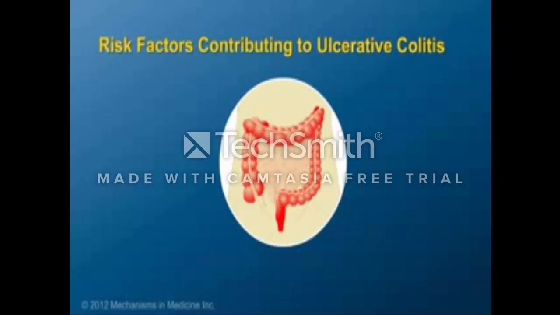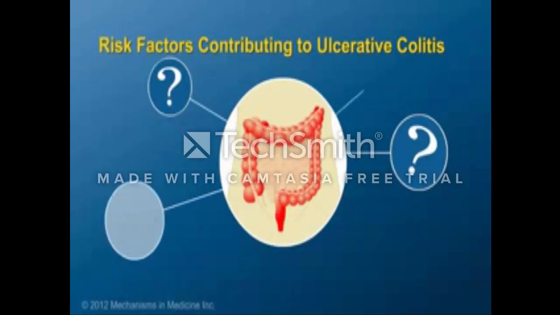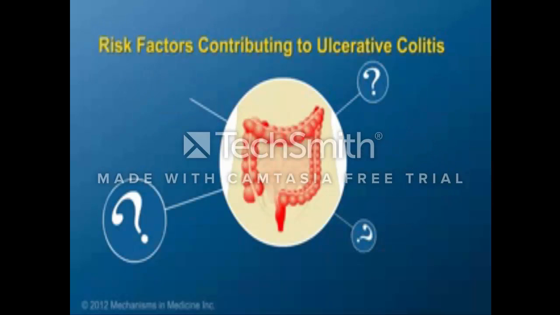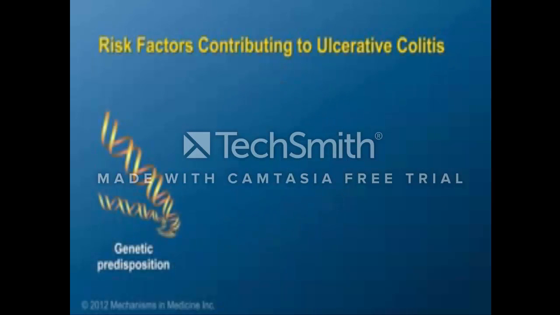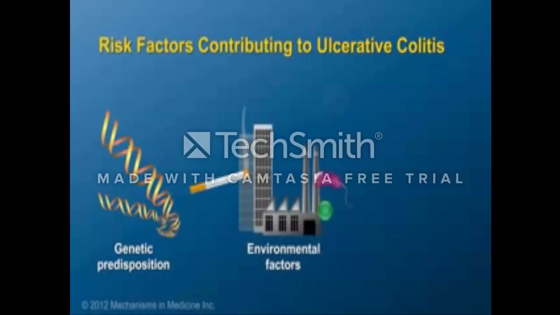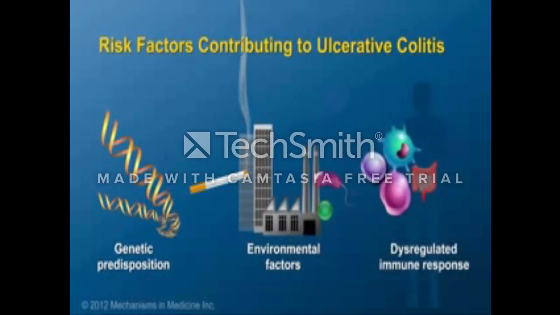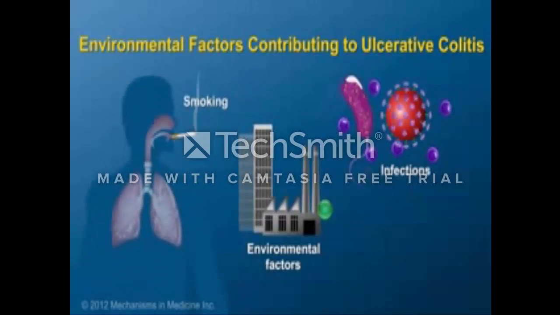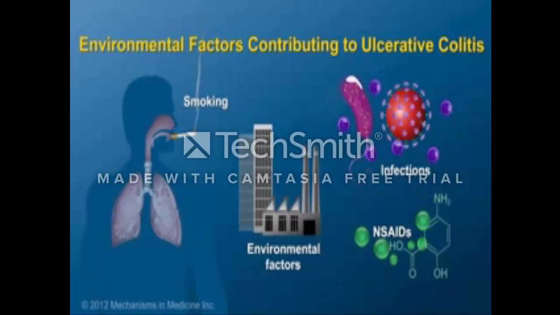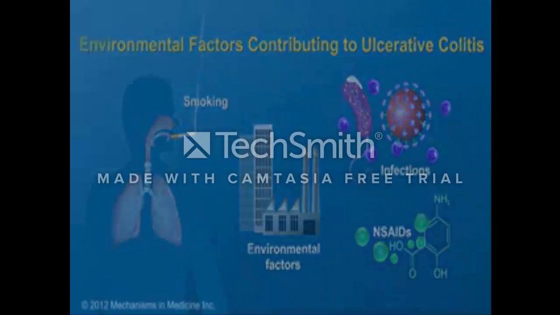Although the cause of ulcerative colitis is not known, many factors can contribute to a person's risk, but most can be thought of in three categories: genetic predisposition, environmental factors, and a dysregulated immune response in the GI tract, which causes the inflammation. Environmental factors may include infections, smoking, and taking antibiotics or nonsteroidal anti-inflammatory drugs, or NSAIDs.